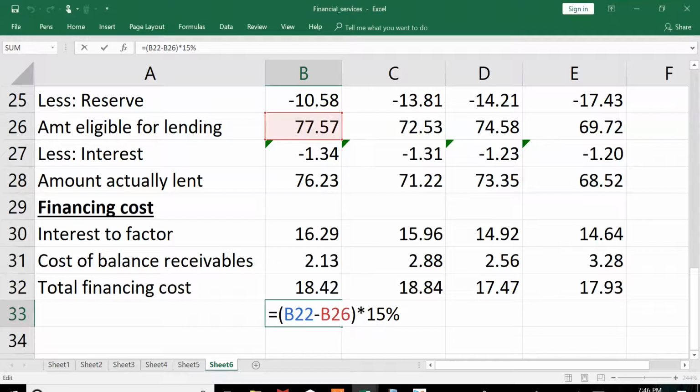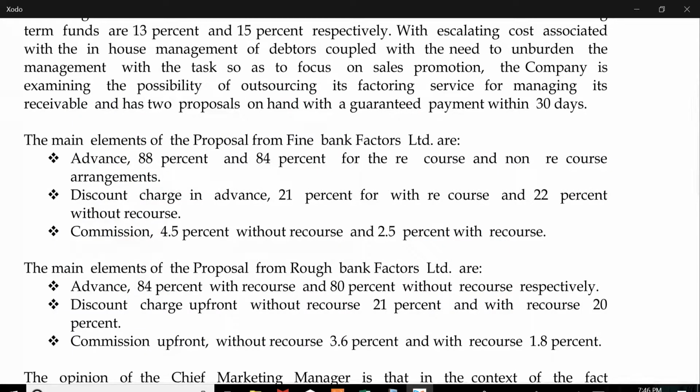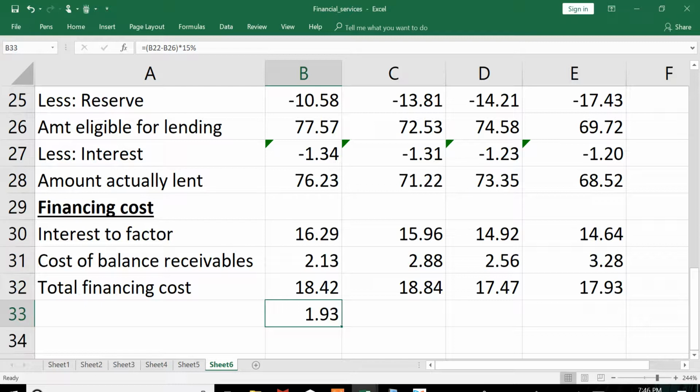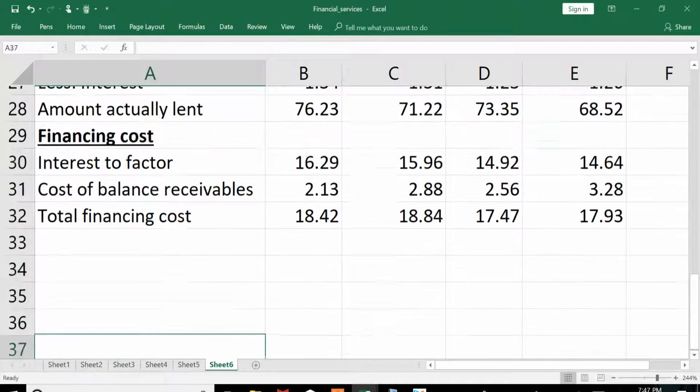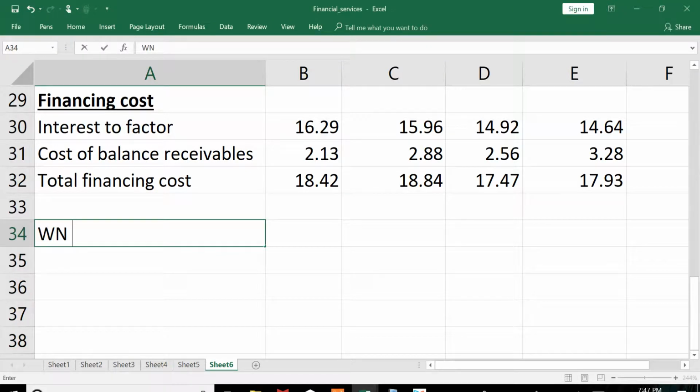This can happen if the factor gives you this amount rather than giving you this amount, and this is specifically mentioned. The question clearly says discount charges in advance, which means he will deduct and then only pay it. So this is one gap between our solution and the institute solution. Institute at this part have taken 1.93. I cannot follow that because it is exactly opposite of what the question talks about. Other things, based on assumption, I have tried to tilt it, but this part is exactly opposite of what the institute has done. Clear? Next working note: calculation of total cost.